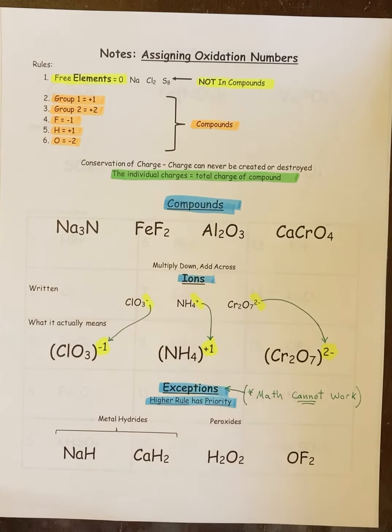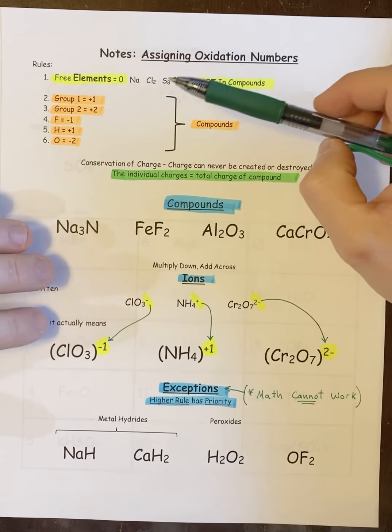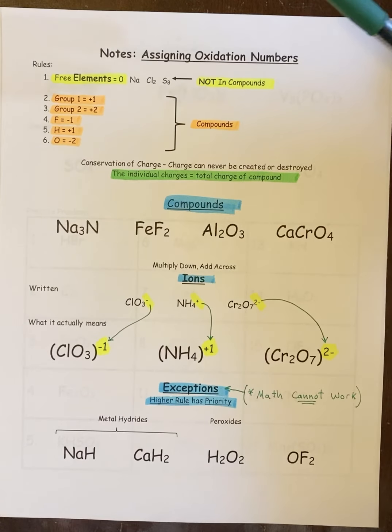In this video, we'll talk about how to assign oxidation numbers. Now, there are some rules that have to be memorized when assigning oxidation numbers, and the rules are right here. There are basically two criteria. We have free elements, so just think of them as elements.